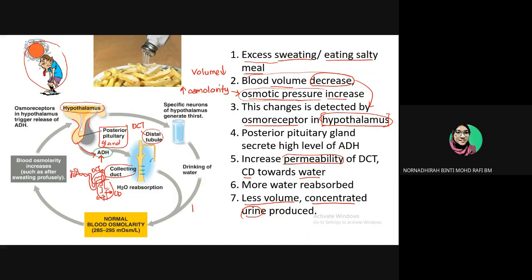So the changes here will be detected by hypothalamus. So hypothalamus will send impulse to the posterior pituitary gland to secrete ADH. So antidiuretic hormone is secreted in high amount. It will act on these two, which are collecting duct and DCT. DCT and collecting duct will increase their permeability towards water, and more water can be reabsorbed. So the urine produced is less in volume and more concentrated.